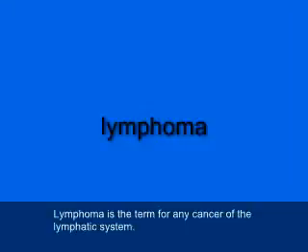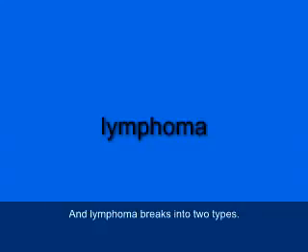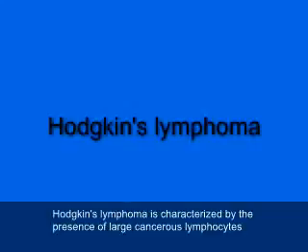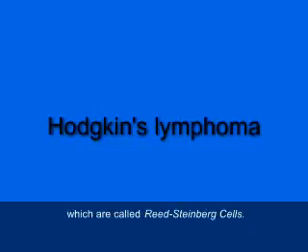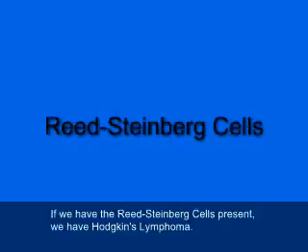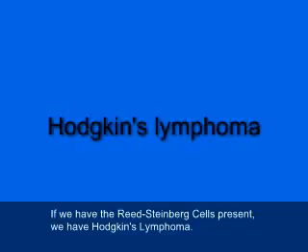lymphoma. Lymphoma is a term for any cancer of the lymphatic system. And lymphoma breaks into two types. First of all, there's Hodgkin's lymphoma, and this is characterized by the presence of large cancerous lymphocytes, which are called Reed-Steinberg cells. If we have the Reed-Steinberg cells present, we have Hodgkin's lymphoma.